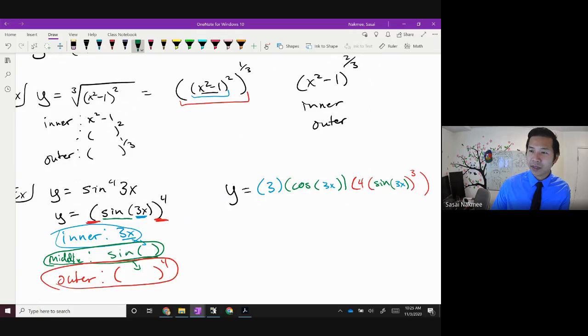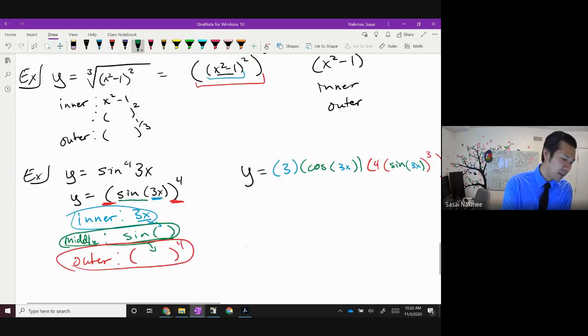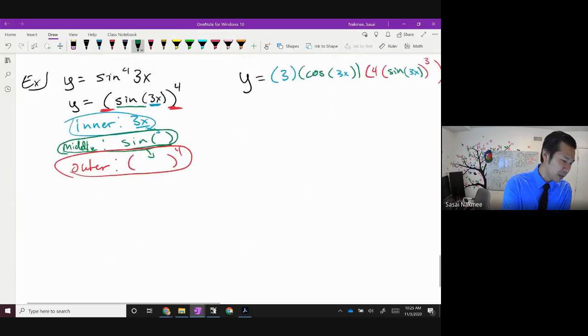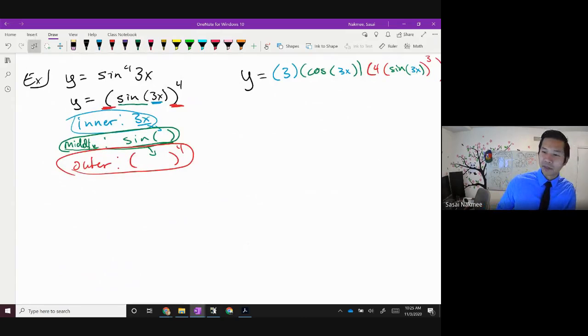Let's try one. Take a look and see if you can try this one. I'll leave this example up here. I'm going to give you a blank screen right here, and I want you to try this one problem. Once you do multiple chain rules, it just gets really messy, so we're just going to do this one problem.